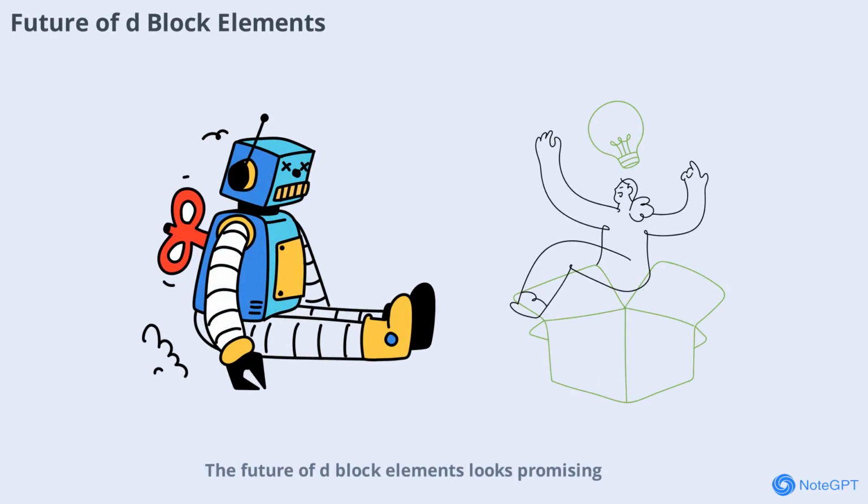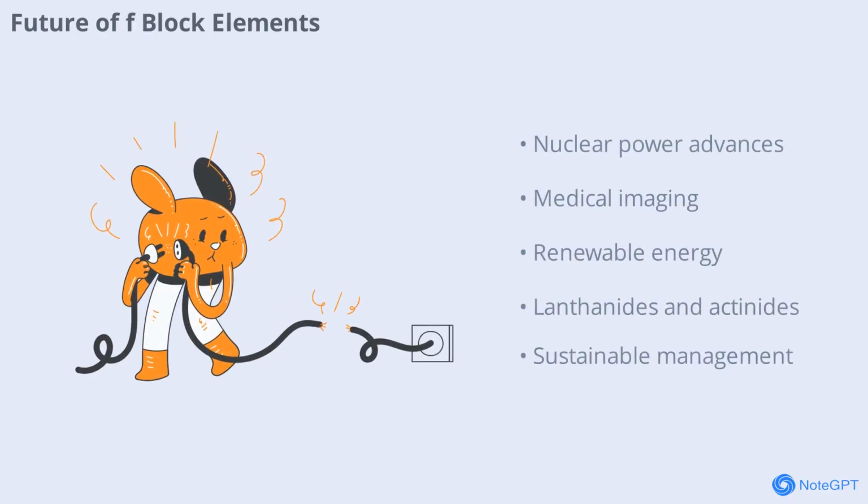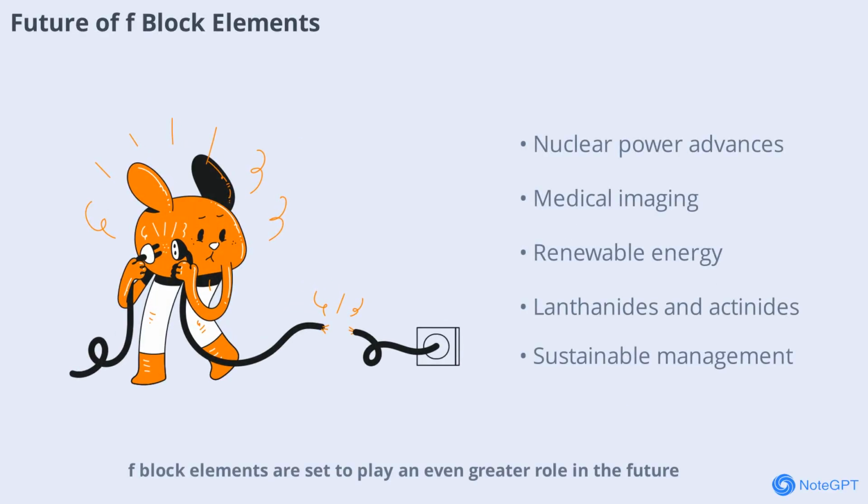The future of D block elements looks promising, with ongoing research into new alloys, catalysts, and electronic materials. As technology advances, the demand for transition metals will continue to grow. Innovations in extraction, recycling, and material science are ensuring that these elements remain at the forefront of scientific and industrial progress. F block elements are set to play an even greater role in the future, especially in energy and technology.